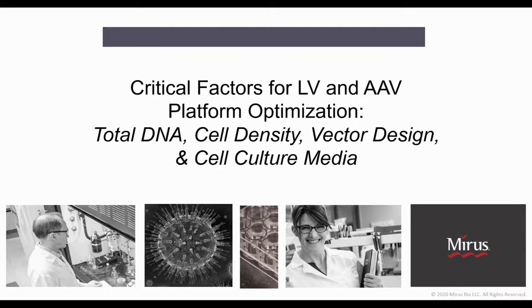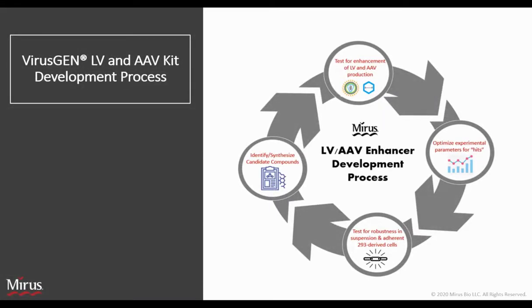In these next few sections, we'll look more closely at critical workflow parameters that impact lentivirus and AAV expression levels, as well as how these factors guided development of our LV and AAV kits and recommended protocols. This figure depicts the process we followed when developing the Virusgen LV and AAV kits. The first step was scouring the literature as a starting point for developing candidate compounds. We then tested each of these potential enhancers for performance in our established lentivirus and AAV workflows with Transit Virusgen.